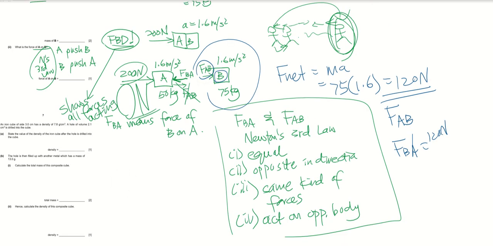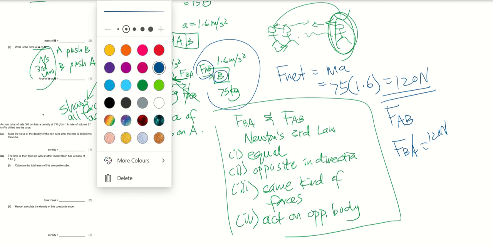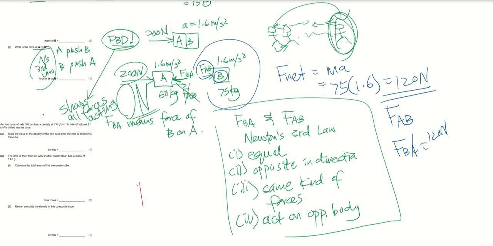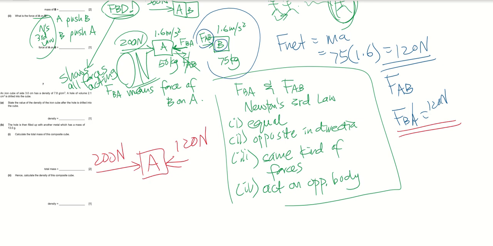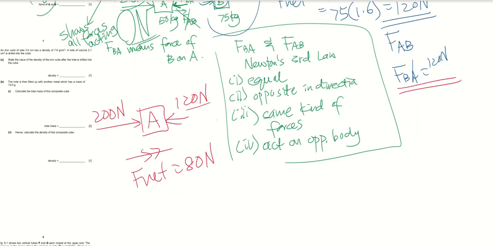Can I prove it? Okay, let me redraw A. Free body diagram, all the forces acting on A. Now, because I know FBA is 120 Newton, I'll put it in. So these are the two forces acting on A. There's no friction, just the 200 Newton by the third person and 120 Newton by B on A, because A is pushing B. Newton's third law. So can I calculate that the F net is 80 Newton? F net is 80 Newton, right?